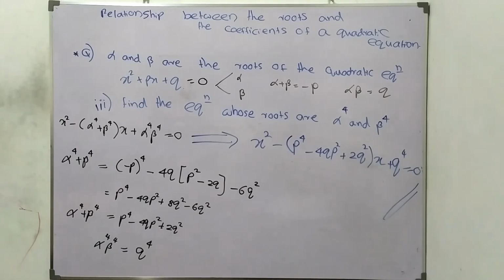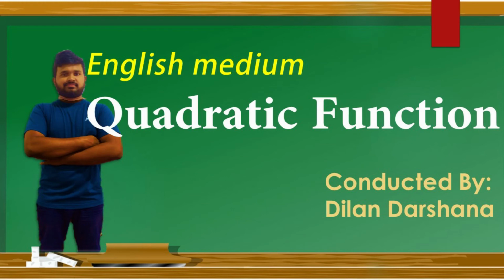Right, children. So this is the end of today's tutorial, and I think you might get some idea about the quadratic equations. Today we discussed the behaviors of the roots using the discriminant, and also the relation between the coefficients and the roots of the quadratic equations. So this is the end of this tutorial. In the next tutorial I am going to discuss more examples using that theory part.